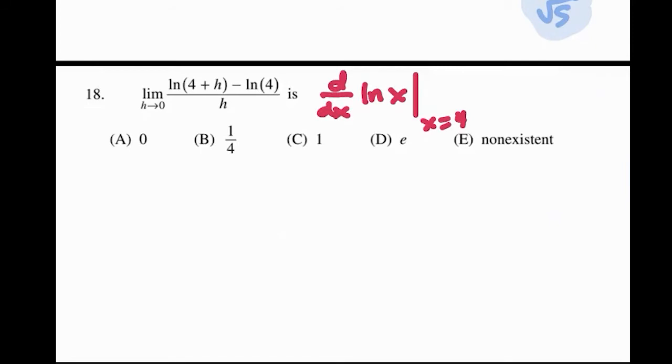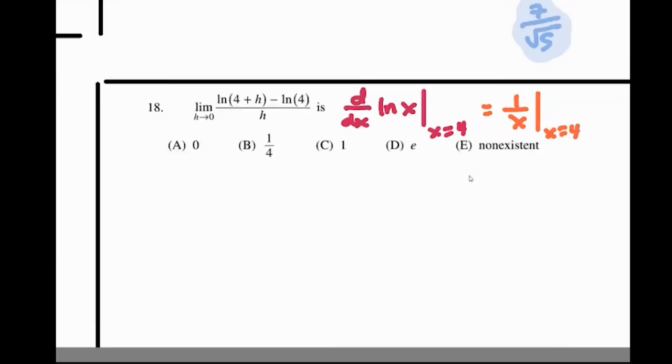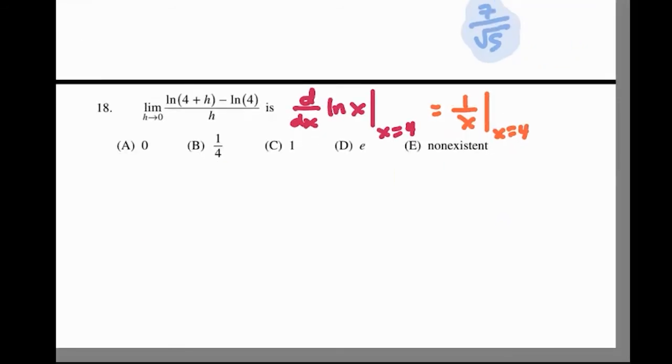You cannot solve that limit by using any of the techniques that we covered in class. So you have to understand that this is really just the limit definition of derivative. You can do the derivative of ln x, which is just going to be equal to 1 over x. And then you just plug in x equals 4, and you get 1/4. Any questions on this one?